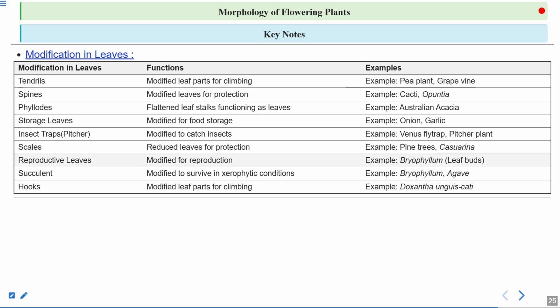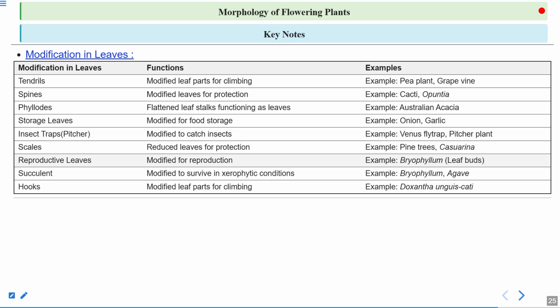Now, leaves can act as reproductive leaves also. Clear? Example is in Bryophyllum. So in Bryophyllum, on the leaf, buds appear. These buds detach from the leaf, fall on the ground, and can give rise to new plants. So this is a kind of vegetative reproduction. So in Bryophyllum, the leaves can do reproduction. On the leaf, buds appear. These buds fall onto the ground and give rise to a new plant.